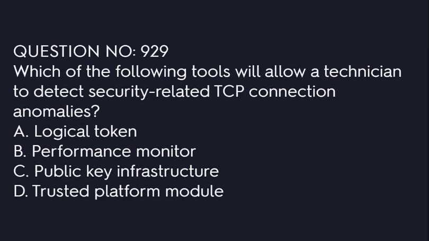Question 929. Which of the following tools will allow a technician to detect security-related TCP connection anomalies? A. Logical token. B. Performance monitor. C. Public key infrastructure. D. Trusted platform module. B.